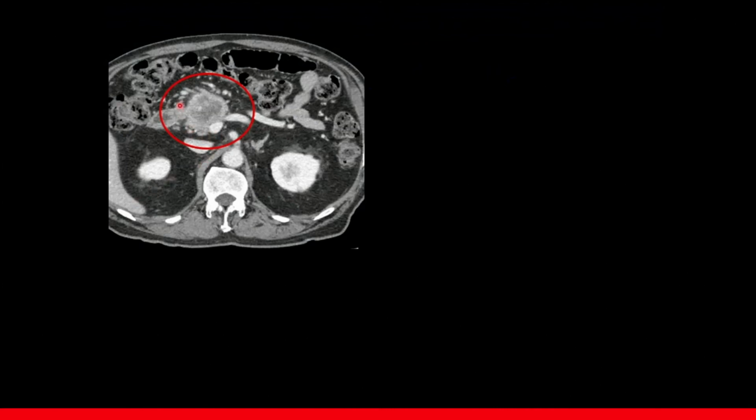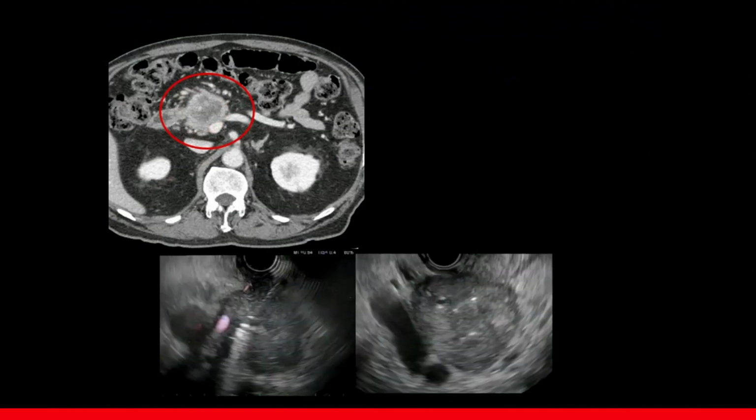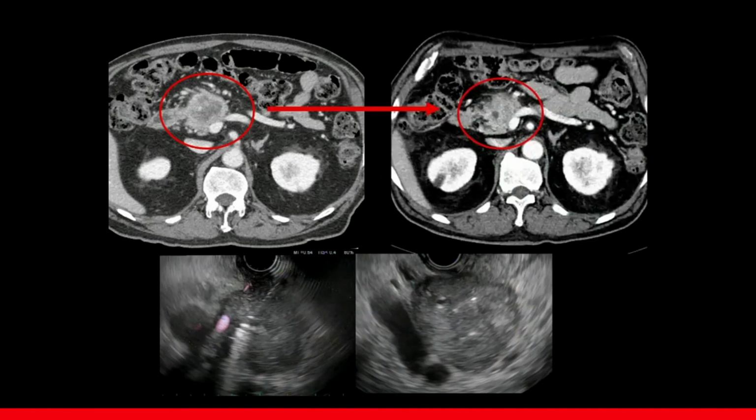Here we can see a large tumor mass in the head of the pancreas. For the treatment of this tumor, we did EUS-guided RFA in several sessions to cover this large hypoechoic mass. And on the day of RFA, we also combined the chemotherapy. After several sessions of EUS-guided RFA combined with chemotherapy, now we can clearly see a marked size decrease of this original tumor.